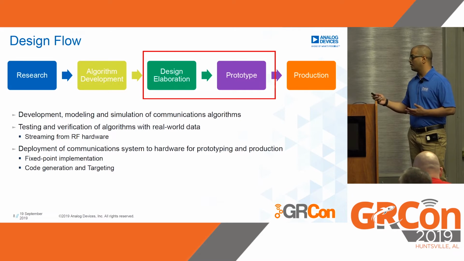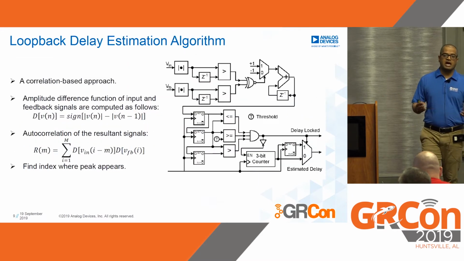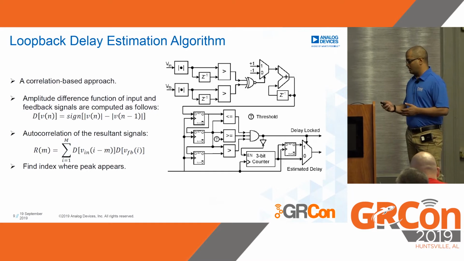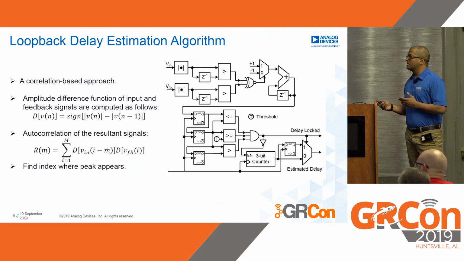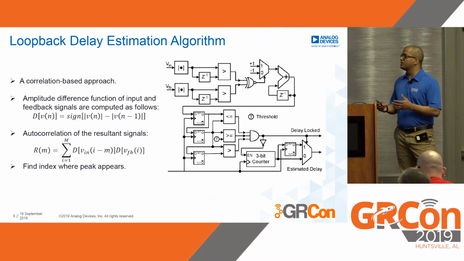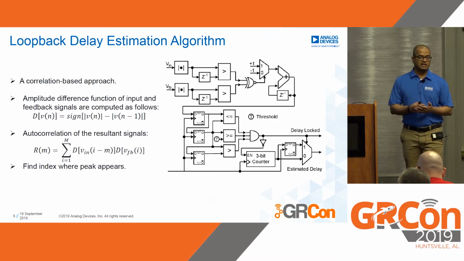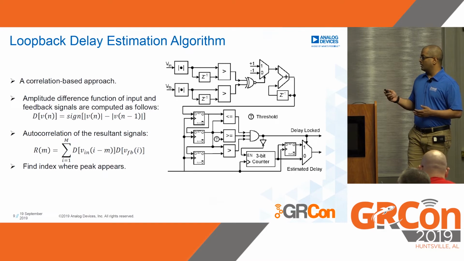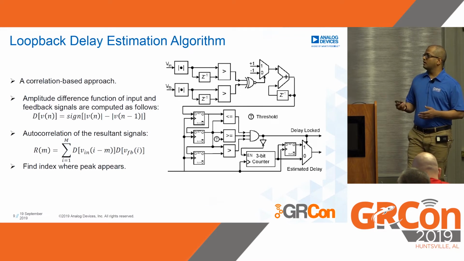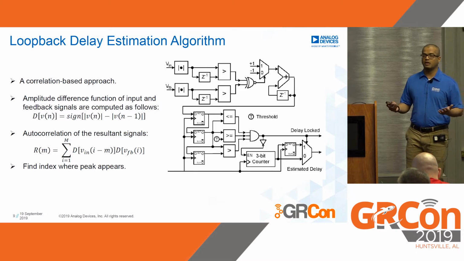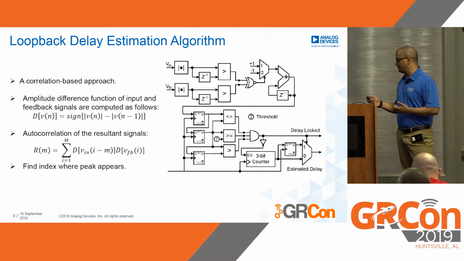This is the same design flow that we used also, but as far as algorithm development is concerned, we chose a very straightforward algorithm from the published literature. This algorithm for estimating loopback delay is a straightforward correlation-based approach. We first take the input signal and the feedback signal and compute the amplitude difference, which is nothing more than taking the signed amplitudes and computing the difference between the reference signal and the feedback signal. Subsequently, because the resultant signal is going to be simply ones and zeros, that is binary, we can implement the correlation using XORs rather than using a filter, and that makes the computation pretty straightforward.